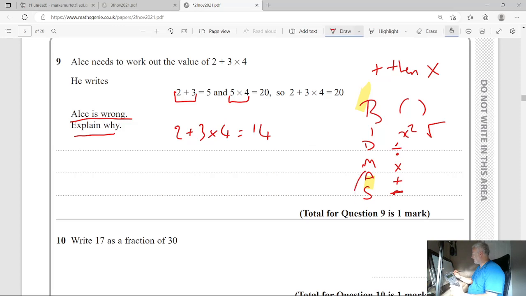Remember when you do this that these two down here are done at the same time. Add and subtract are done from left to right in the sum. Okay.